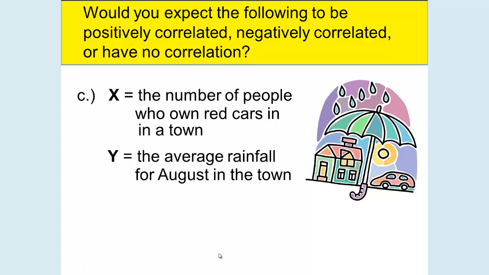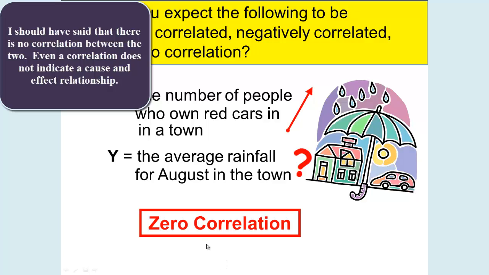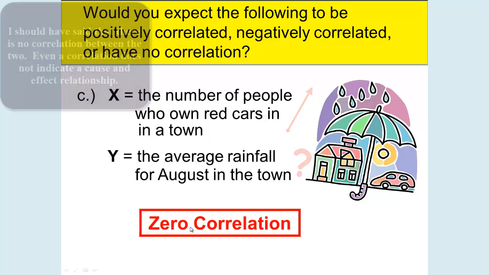C, the number X is the number of people who own red cars in a town and Y is the average rainfall in the town. So let's increase the number of people who own red cars in the town. What is that going to do to the average rainfall for August in the town? I'm not sure what that will do. It doesn't seem that it would affect it in any way. Well, it doesn't. That means there is zero correlation. One does not affect the other.